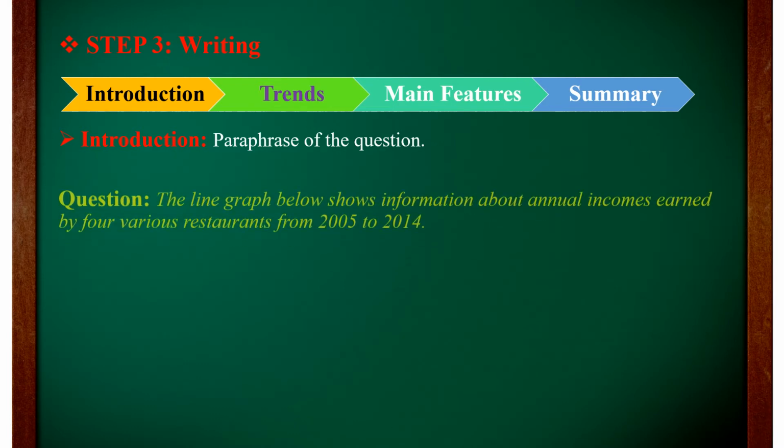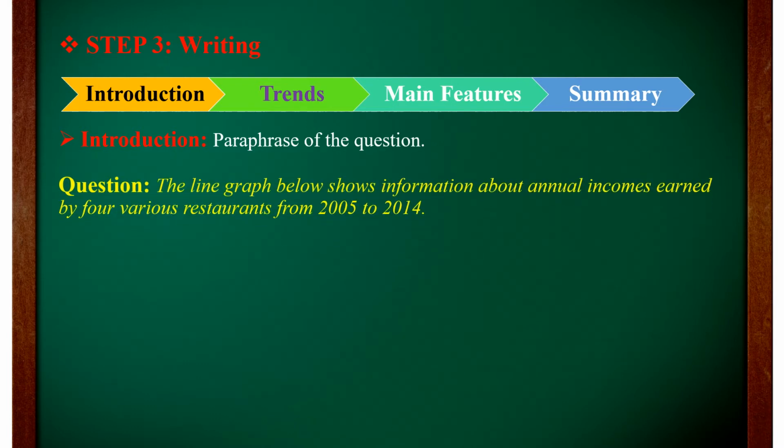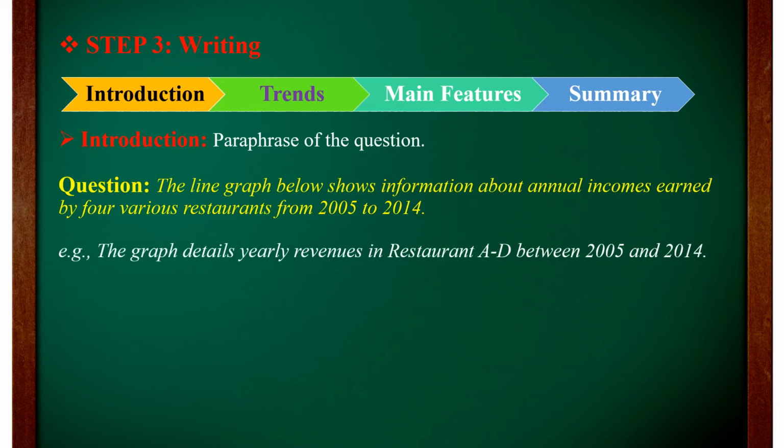The question is, the line graph below shows information about annual income earned by 4 various restaurants from 2005 to 2014. So how did I paraphrase this? I paraphrase it as the graph details yearly revenue in restaurant A to D between 2005 and 2014.